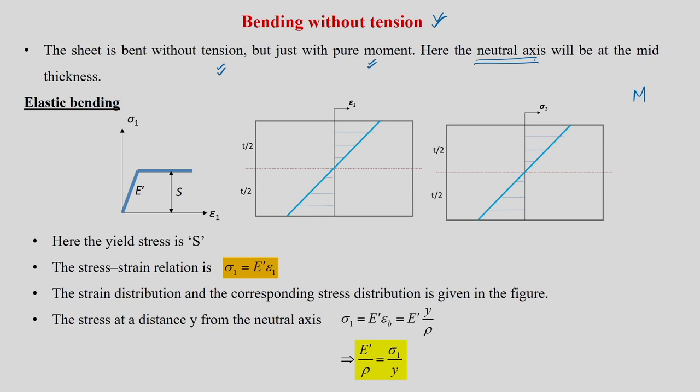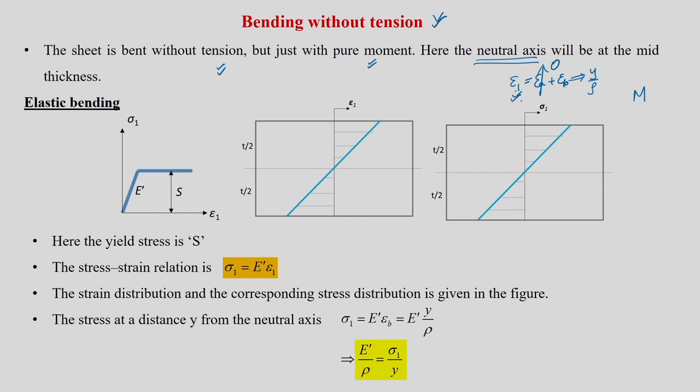So, when we say there is no tension and only moment, what will happen to epsilon 1? In this case, epsilon 1 is nothing but epsilon A plus epsilon B, isn't it? Since the neutral axis will be at the mid thickness, epsilon A will become 0. So, epsilon 1 will be approximated to epsilon B directly. When you put epsilon B as y by rho, and put y equal to 0, epsilon 1 will also become 0, which means your strain at the mid location is nothing but 0.